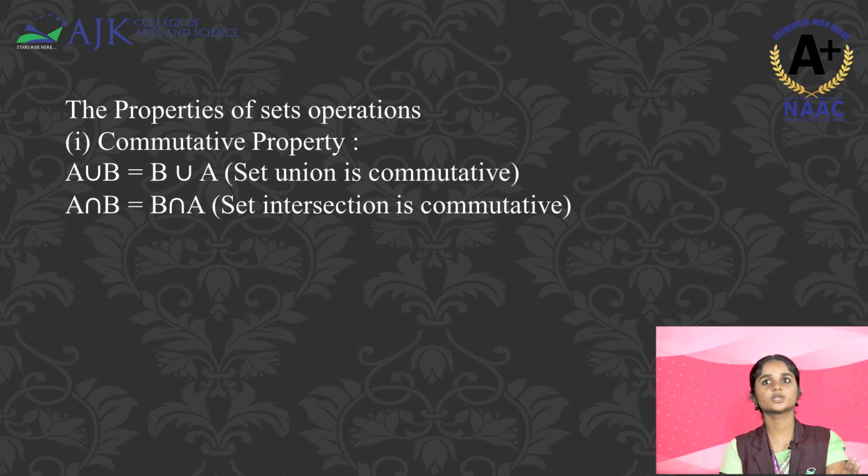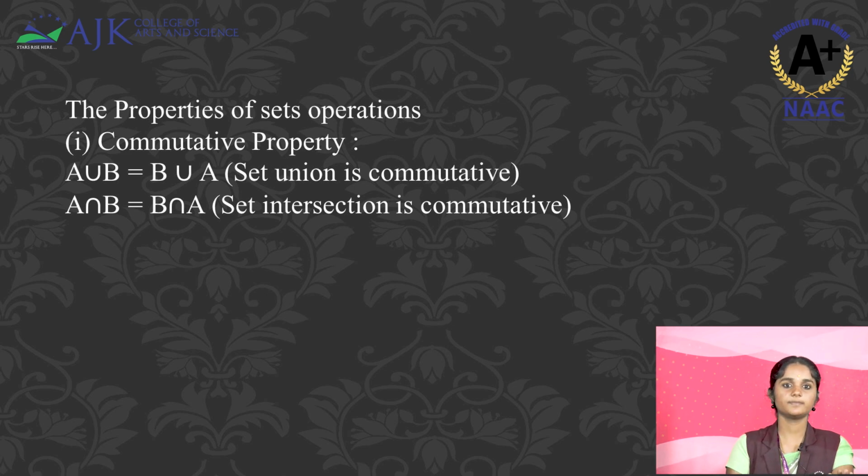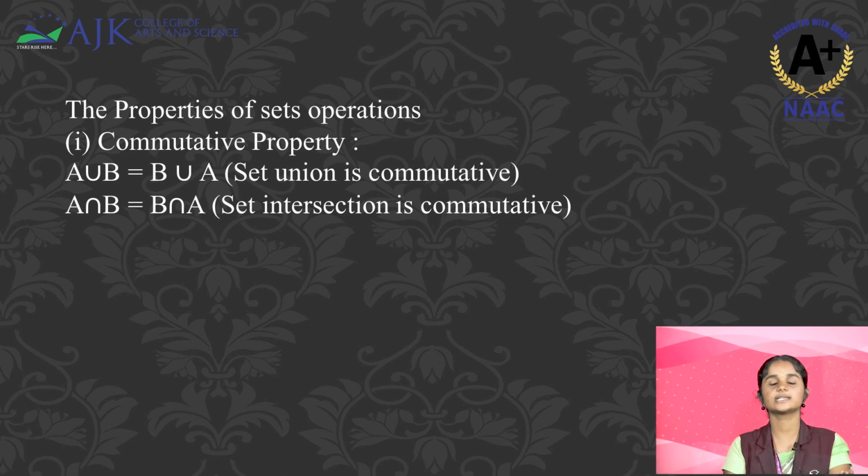In simple words, in school days we have learned the commutative property, which means that 3 plus 2 is equal to 2 plus 3. Both will give the same answer, 5. Same process, but here we are using it in a set operation. A union B is equal to B union A. If in place of union we use intersection, then A intersection B is equal to B intersection A.